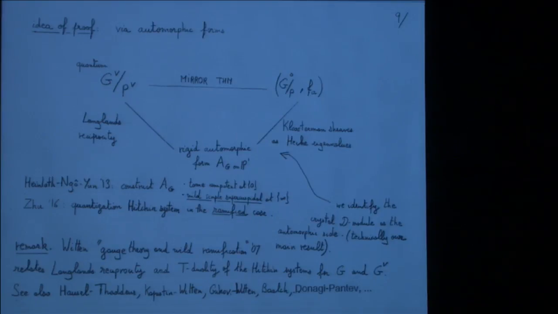So here we relate mirror symmetry with Langlands' program, and it's been done before. Especially there is this paper by Witten, gauge theory and wild ramification. But we do it in quite a different way, so it's not clear exactly how the two stories connect.